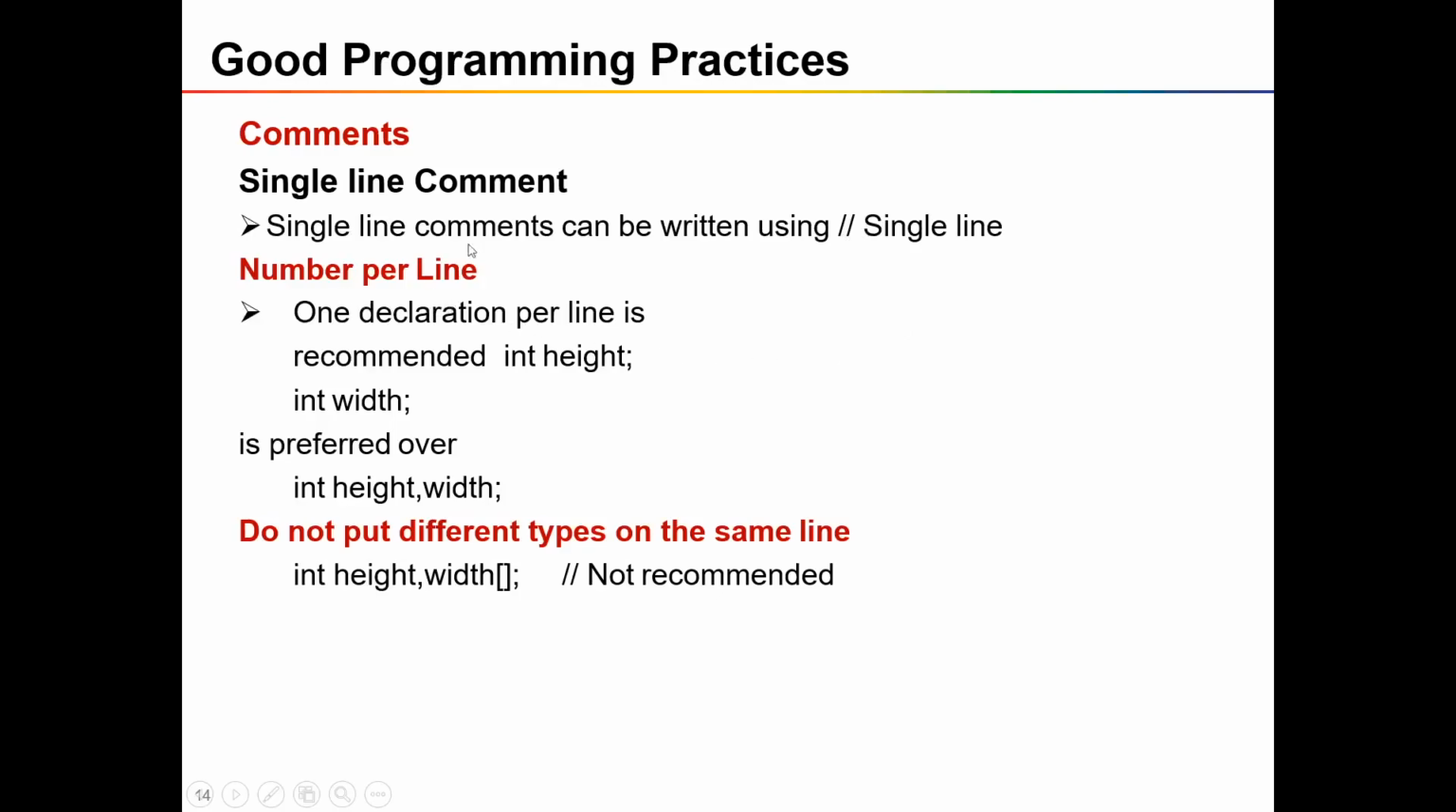Then the most important thing, number per line. So always one declaration per line is recommended. We cannot go with multiple declarations on a single line. So integer width is preferred over integer height, comma width. Then we also should not add different types on the same line. For example, integer height is a variable and width is an array. We should not merge these kind of different types in a single line.